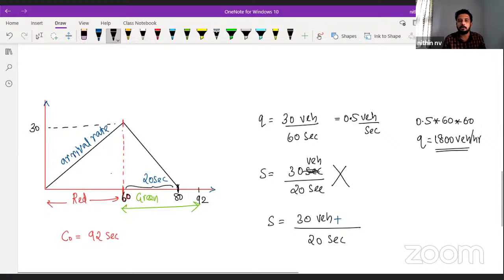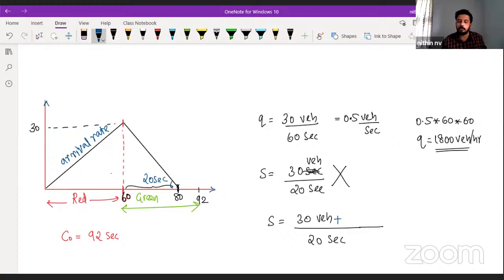What you need to do, Q value you can easily take. While taking S value, what you have to do, this 30 divided by that particular tan theta you are taking, 30 divided by 20. But in the numerator, what will come? In this 20 seconds, how many extra vehicles are coming? That also you have to check. Tell me, in 20 seconds, how many more vehicles will arrive?